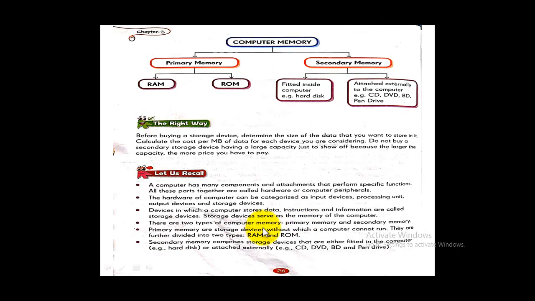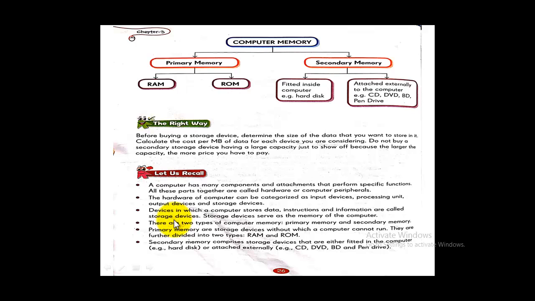There are two types of computer memory. One is the primary memory, and the other is the secondary memory. Primary memory is RAM and ROM. Secondary memory is fitted inside the CPU cabinet, and the other one is attached externally to the computer, like CD, BD, DVD and pen drive.